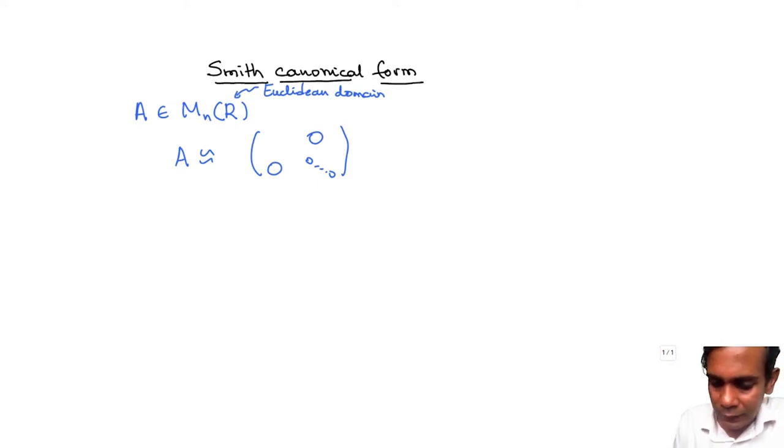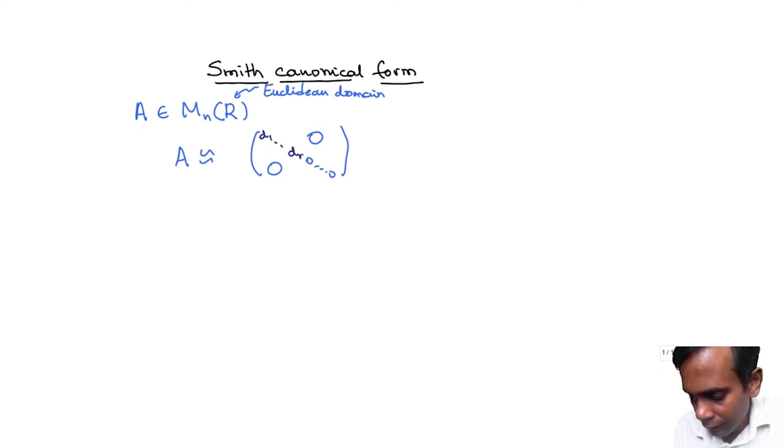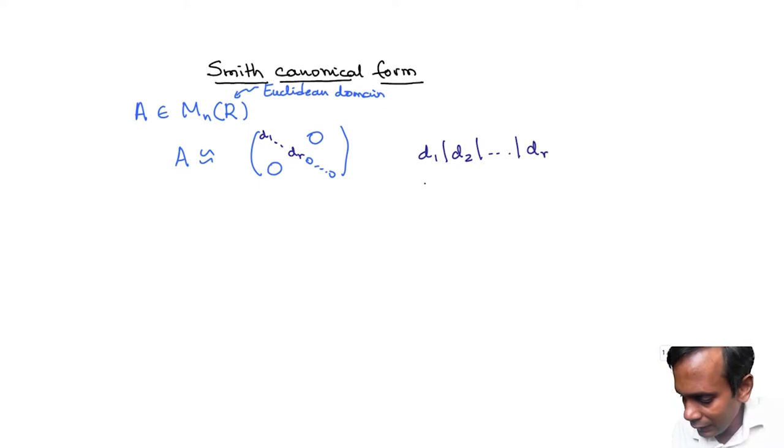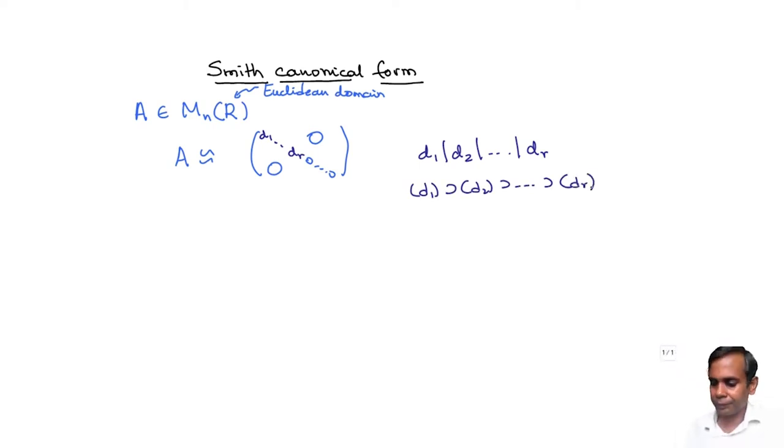So what it says is that instead of a bunch of ones, you will have entries d1, d2, dr along the diagonal, such that, maybe I'll just write it in terms of divisibility, d1 divides d2 divides d3 all the way up to divides dr. Or in other words, we can say that the ideal of d1 contains the ideal of d2 contains the ideal of dr. And moreover, this is not exactly unique. It's only that these ideals are unique. So this form is unique up to the choice of ideals generated by d1, d2, dr. So let me state it more formally.